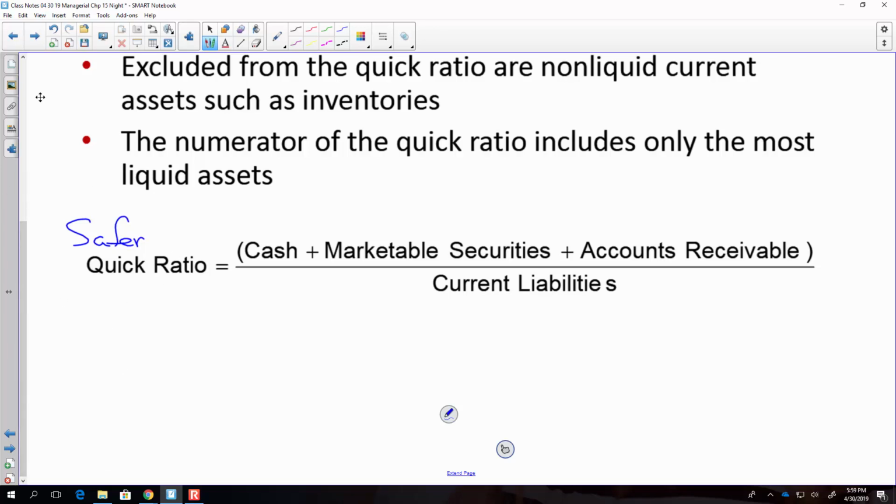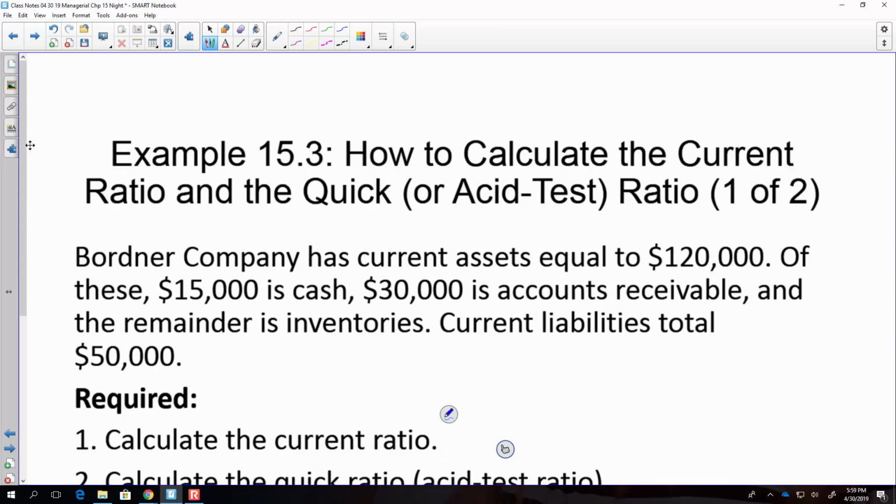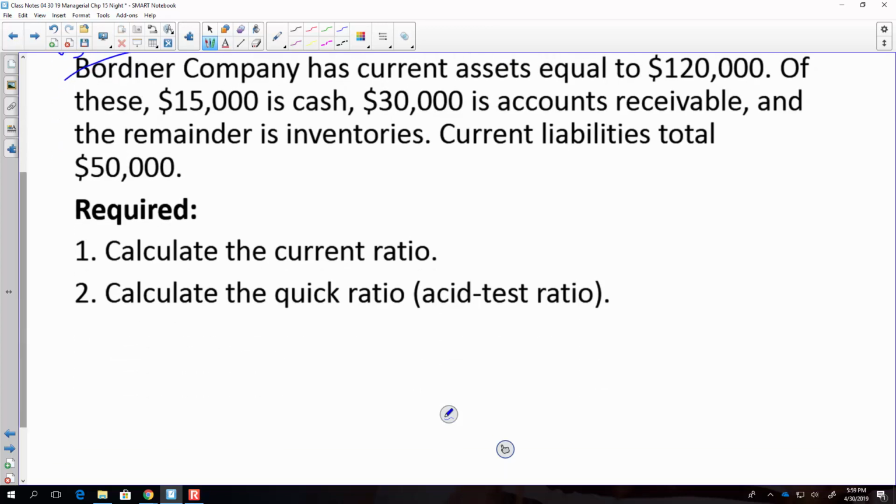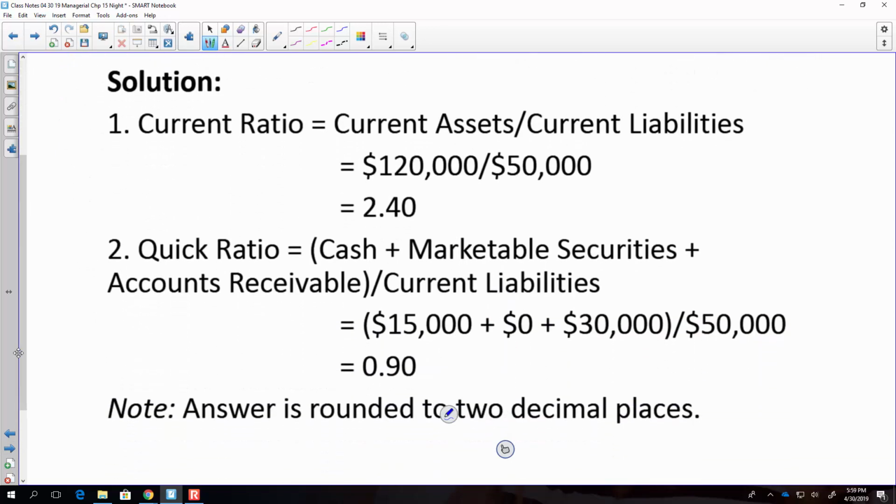So example 3 then shows both computations. Example 3 is on page 848 as well. And the answers that it comes up with: 2.4, not bad, for our current ratio. 0.9 though, only for our quick ratio. Again, anything below 1 means I don't have enough money to cover my current liabilities in quick ratio assets, those three. So the goal is to get this number at least above 1, for sure, if you can.